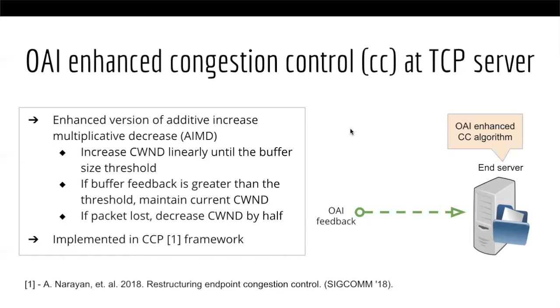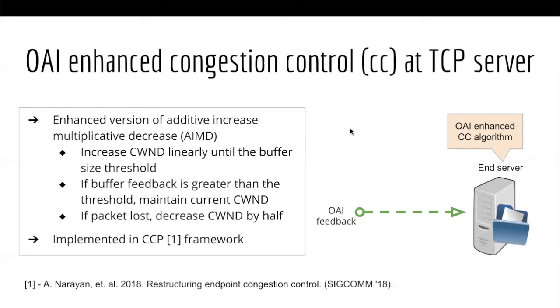Our second component is located at the TCP server itself, and we call it OAI Enhanced Congestion Control. This is nothing but an enhanced version of the well-known additive increase, multiplicative decrease congestion control algorithm. What we do here is we increase the congestion window size linearly until the buffer size exceeds the threshold here.